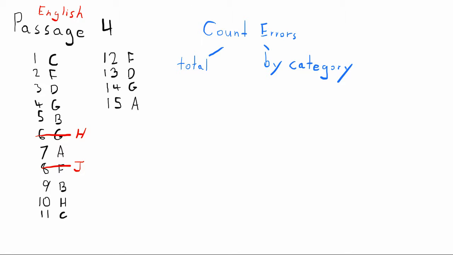Well, the total here is pretty simple. It looks like we have one problem wrong, two problems wrong. So in this particular passage, we have a total of 2 problems wrong. And we'll add this together across the entire exam.